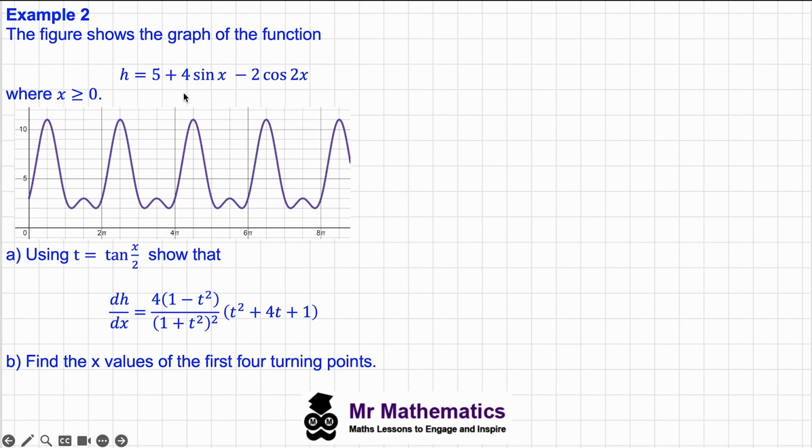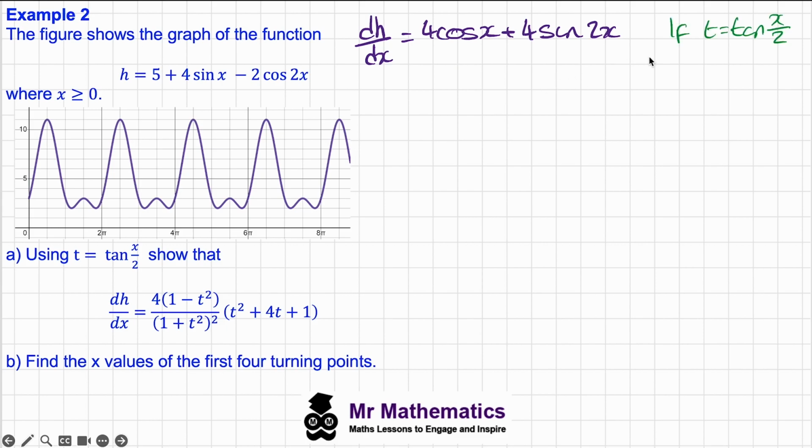Okay, so welcome back if you had a go. So the first thing we're going to do is differentiate h with respect to x. When we do this, the constant 5 will go, the 4 sine x will become 4 cos x, and using the chain rule, negative 2 cos 2x becomes positive 4 sine 2x.